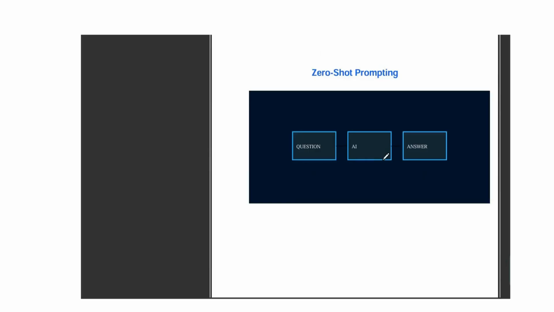Now let's talk about three prompting techniques that you will hear very often, okay? Very important. The first one is zero shot prompting. It's actually very simple. You directly ask AI to do something without giving any example. You directly ask the question to the AI and then it will generate some answer. That simple.